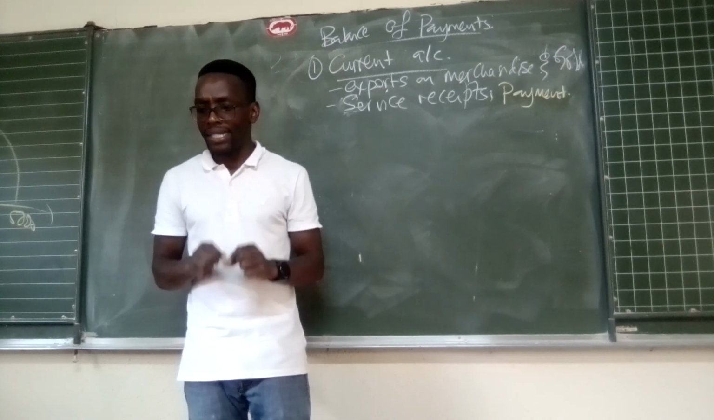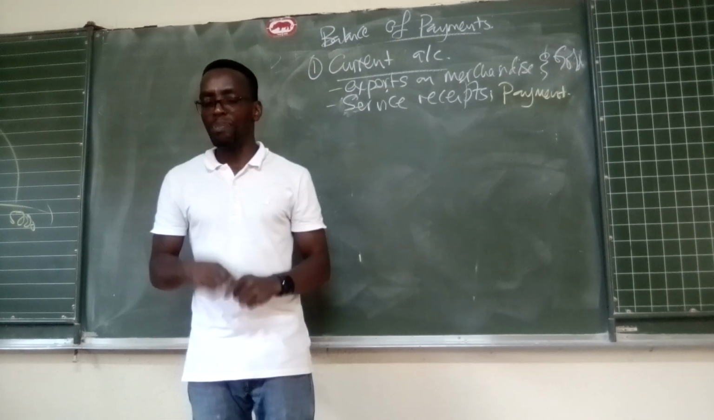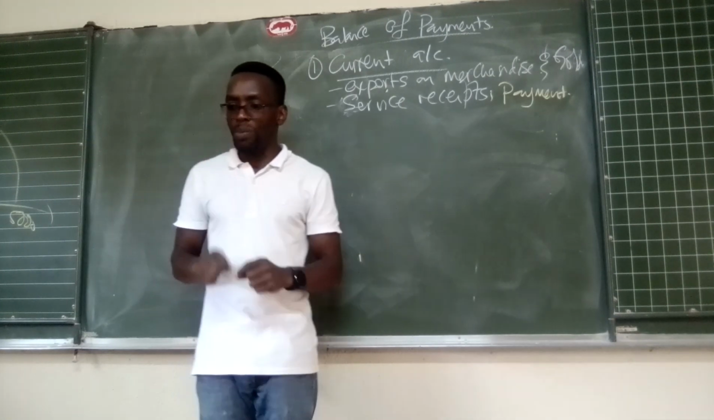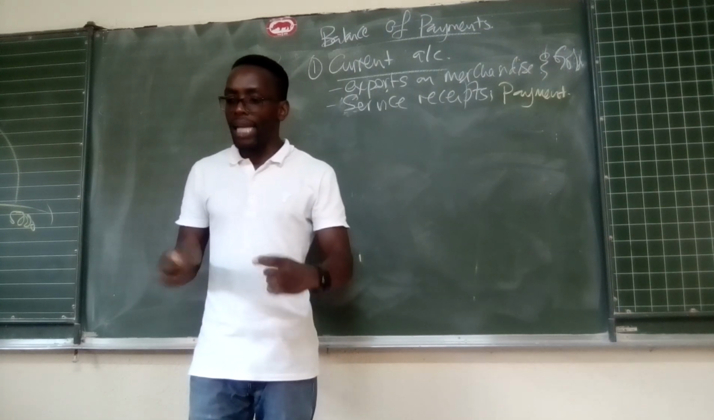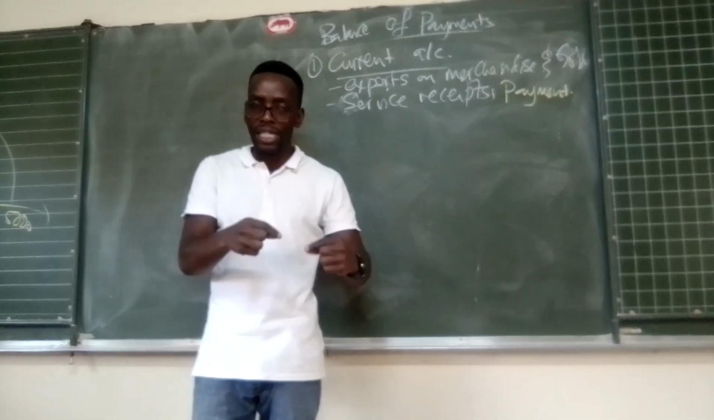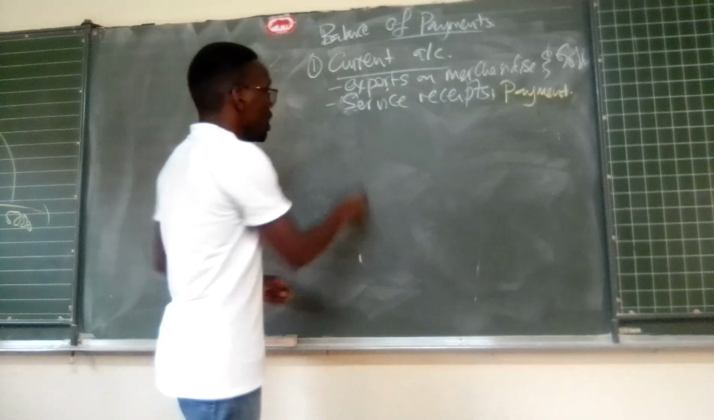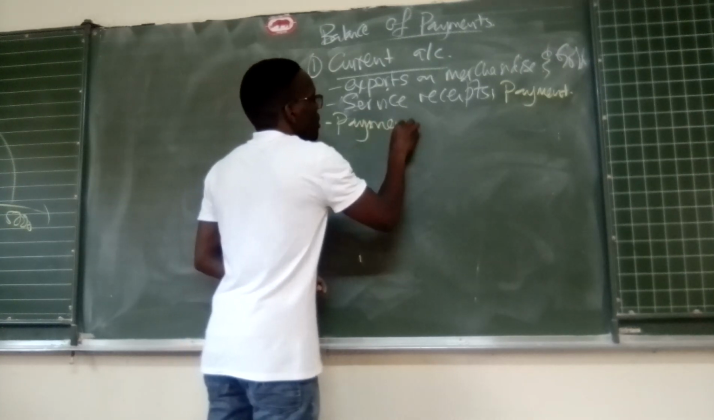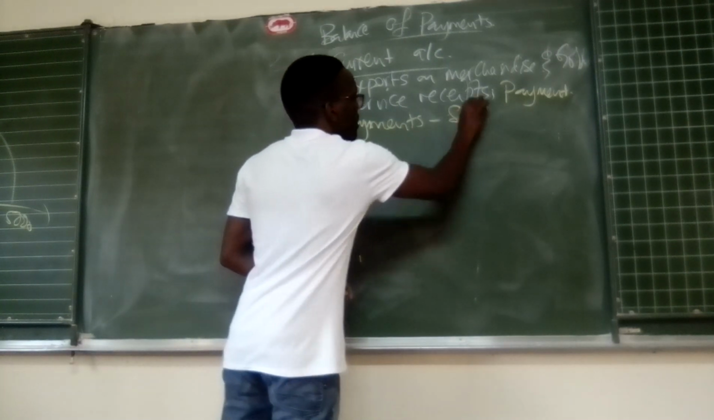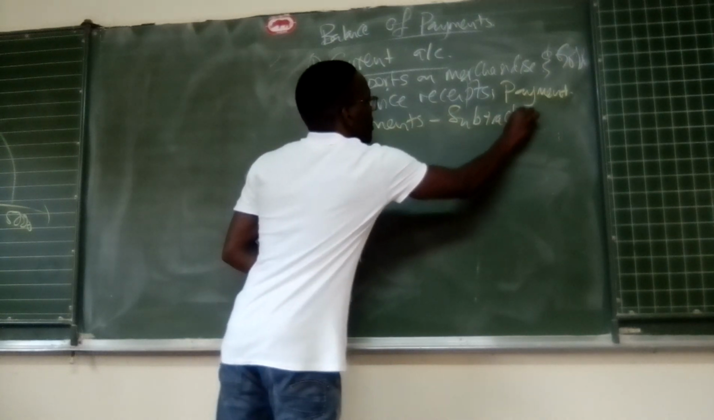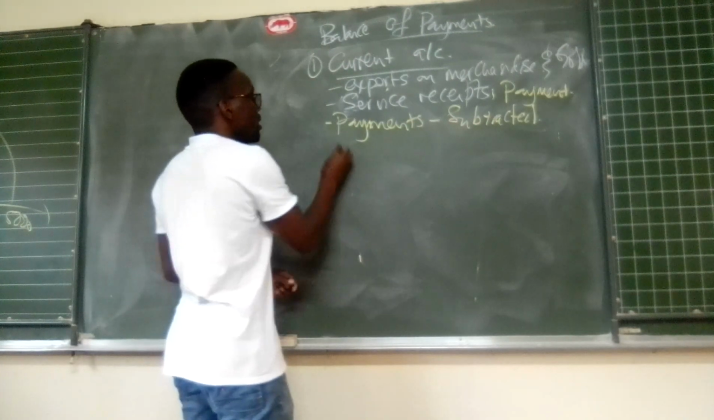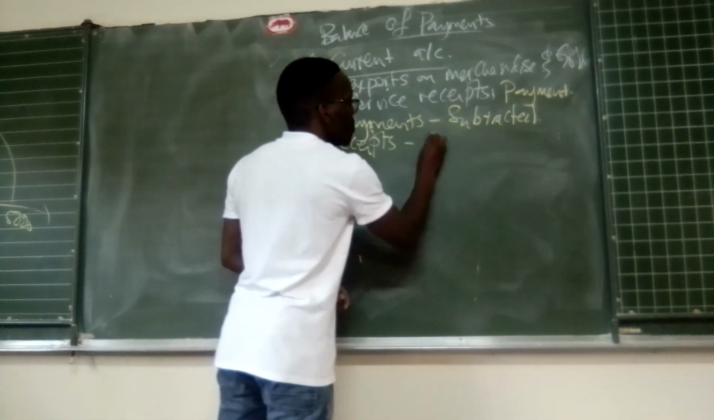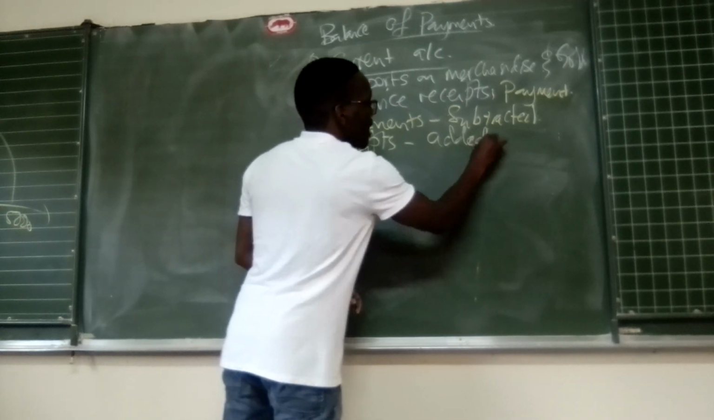Now, what we need to understand is that when it is a payment, because it's us who are spending, it means the payments are supposed to be subtracted, whilst our receipts will be added in our current account. So payments will be subtracted in our current account, and our receipts we are going to add them in our current account.